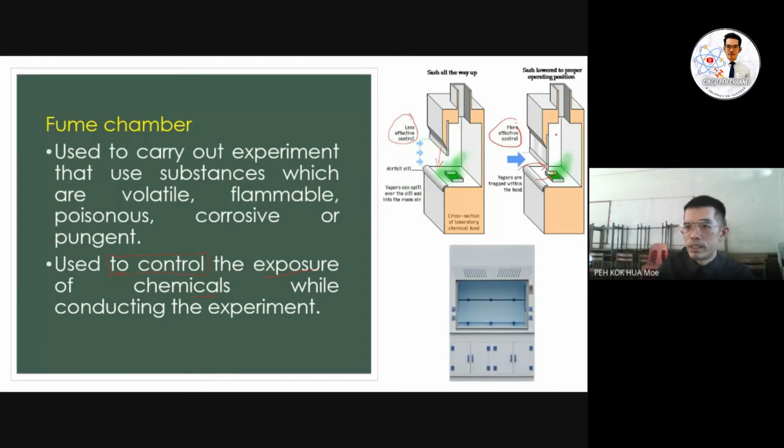So you can see the green color air will flow to the upper part, and not directly expose the person. That means we are safe by the fume chamber if we handle it in the proper way. So the right figure here is actually the proper method to handle or use the fume chamber.